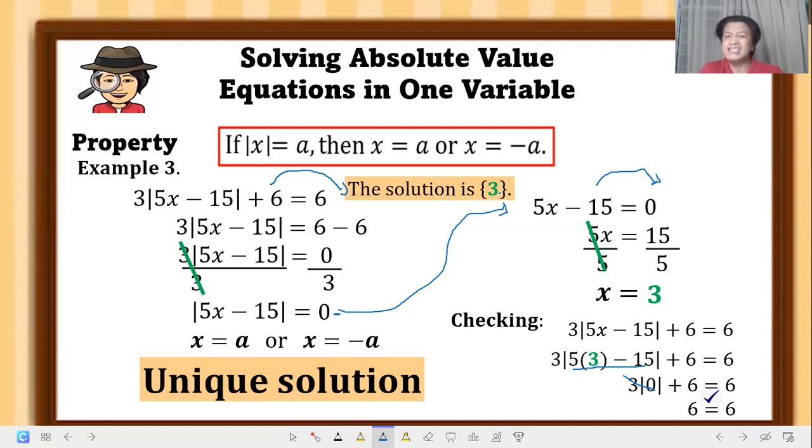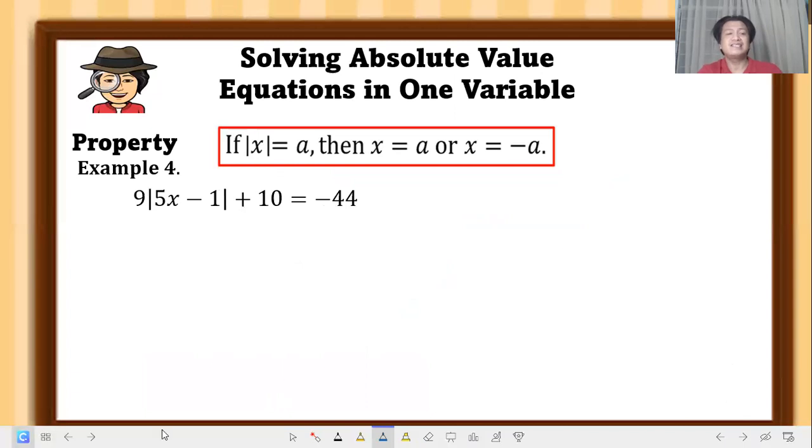Kung mapapansin natin, isa lang yung sagot natin because we call this unique solution. Isa lang yung sagot natin. Tandaan natin kapag naging 0, automatic, isa lang yung solution natin. Kaya unique solution ang tawag doon. Okay, let's add number 4. What if I have here 9 times the absolute value 5x minus 1 plus 10 is equal to -44?